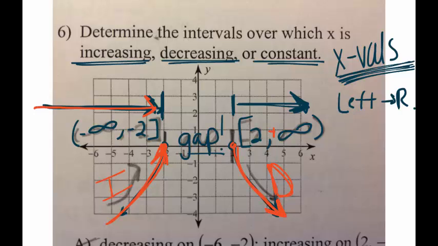You've got to think differently. Yes, the line is going down. It is decreasing on the x intervals, because I'm going left to right. So this looks like it's decreasing from 2 to infinity, and increasing from -infinity to -2. That's going to be option C. Be very, very careful because C is very, very close to B.